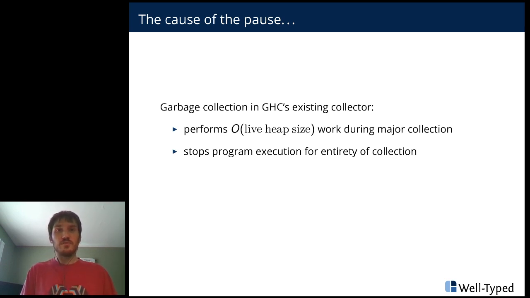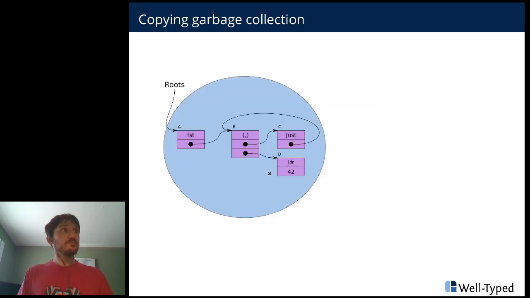So these long pauses that we saw above are due to the copying nature of GHC's existing garbage collector, which must pause the mutator while performing work that scales linearly with the size of the live on-heap data. To see why this is so, let's review quickly what a copying collector like GHC's does during collection.